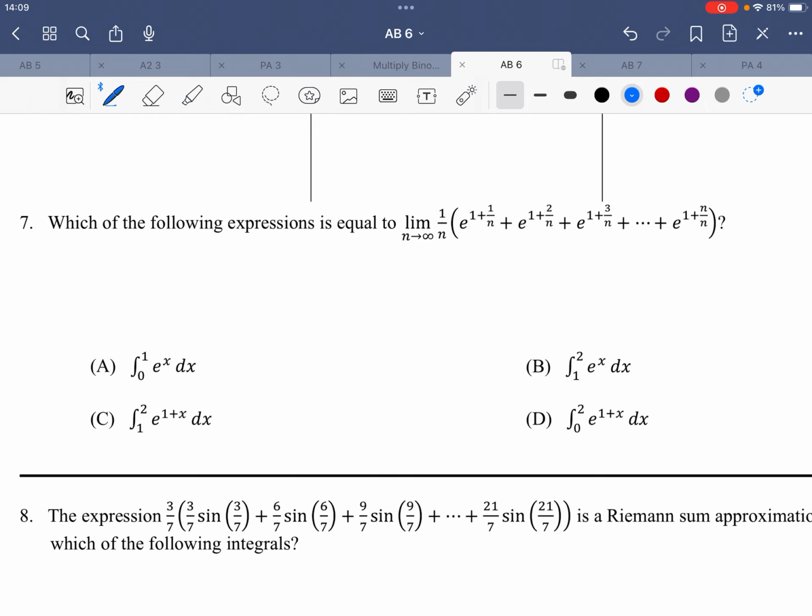Which of the following expressions is equal to blah, blah. So here we don't have the summation notation because the summation is expanded, but it's the same thing. There's the limit. So first, this 1 is b minus a. So I'm going to guess that that is not d. The difference between those two has to be 1. That's the first thing I notice. Okay, next.